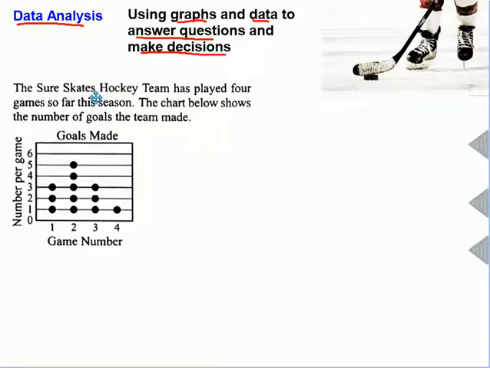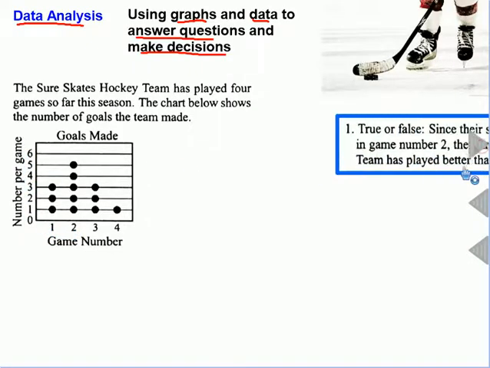Let's look at our problem here. The Sure Skates hockey team has played 4 games so far this season. The chart below shows the number of goals the team made. So here we have the goals made. Here's the game number 1 through 4 and the number of goals per game. Let's look at our first question.